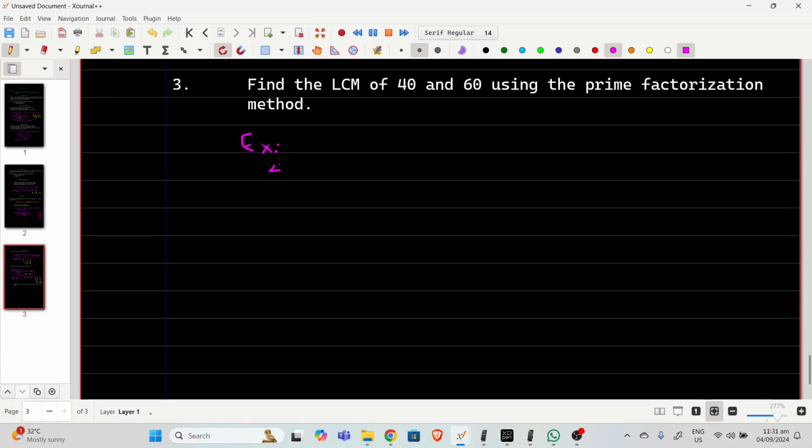So let's see. So 40, two numbers that can multiply to give me 40. I would think 2 by 20. 20 is not a prime number, so I will replace that with 2 by 10. 10 is not a prime number, so I'll replace that with 2 by 5. And then when I simplify this, I will get 2 by 2 by 2 by 5, which is 2 to the third power times 5.